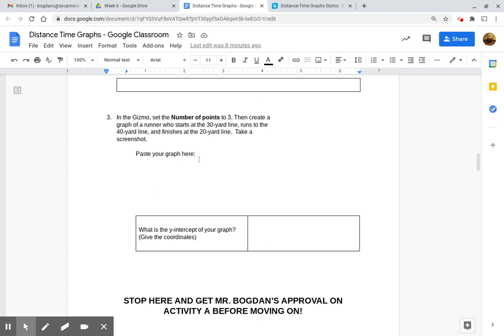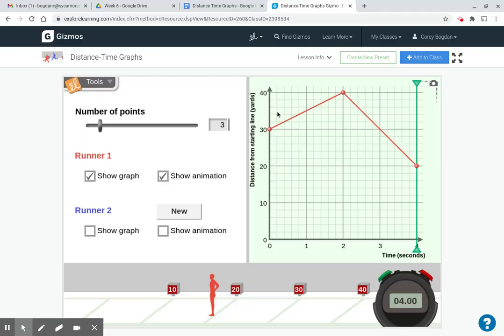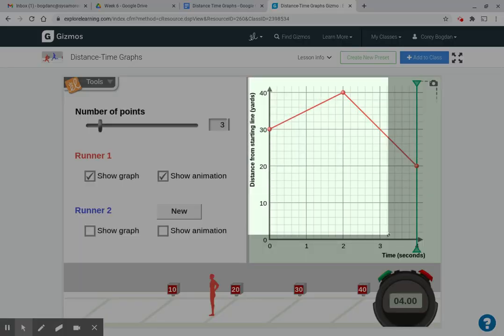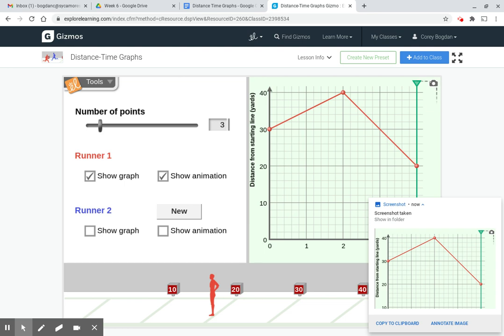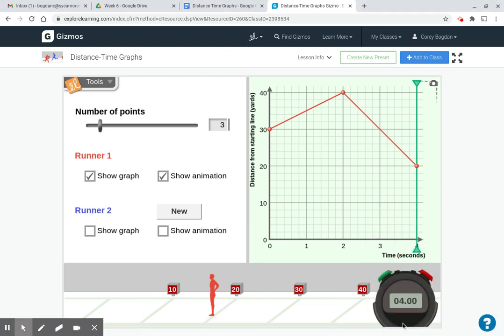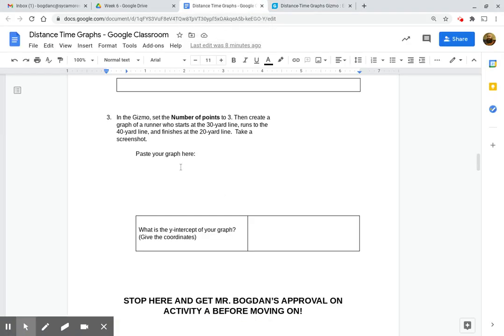Okay. So we need to take a screenshot. I want to see all of this. You can also use this camera here. Make sure you copy to clipboard and then just paste it in there.